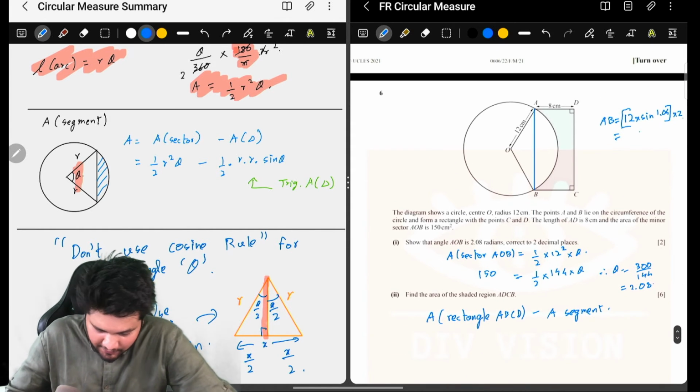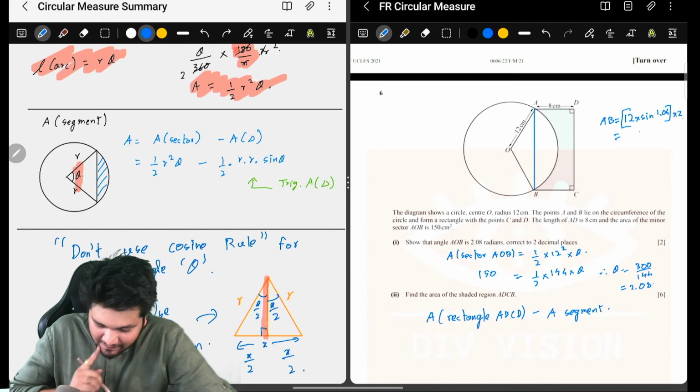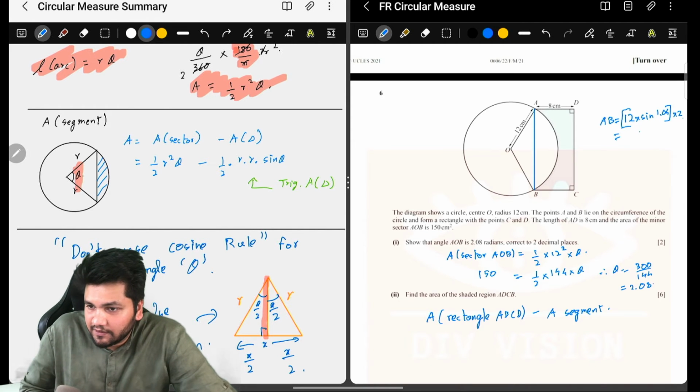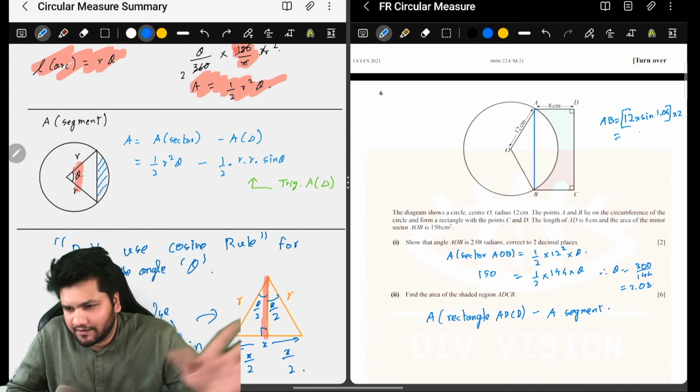So now here what they are asking: show that the angle AOB is 2.08 radians. Now also they have given that the area of sector AOB is 150 centimeter square. So obviously we are going to use the same formula. 150 is equal to half r square theta, and as you can see, it's going to be half into 144. At the end of the day, you will just get theta is equal to 2.08 by shifting here and there.